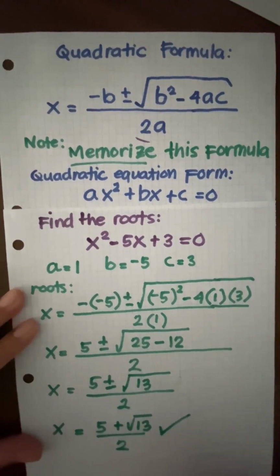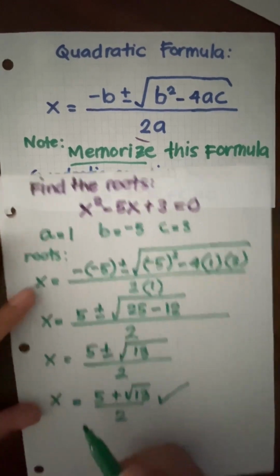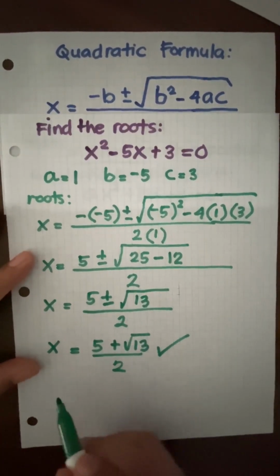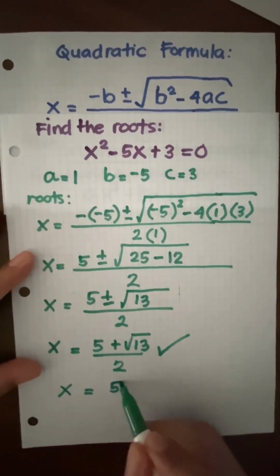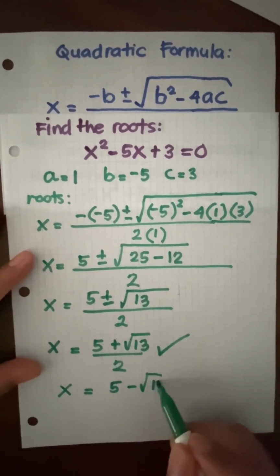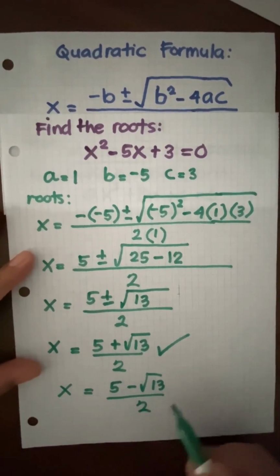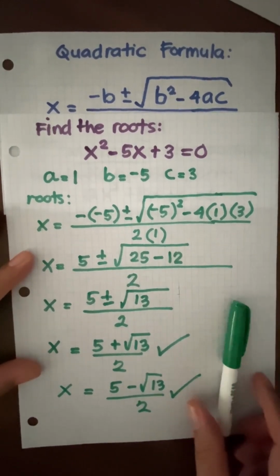The first root is 5 plus square root of 13 divided by 2. The second root is 5 minus square root of 13 divided by 2. These are our answers.